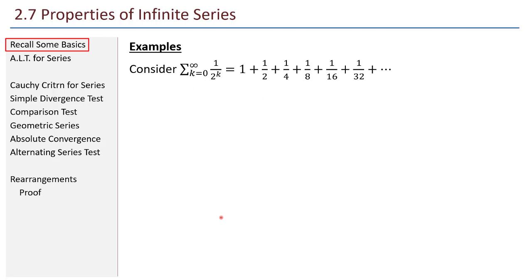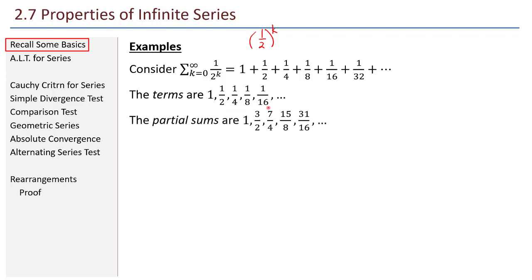Here's an example. Consider this sequence, and in this case my index starts at 0, 1 over 2 to the k, which is essentially just powers of 1/2 starting at k equals 0. The terms of this series are 1, 1/2, 1/4, 1/8, 1/16, but the partial sums, do you see how that behaves? These are increasing. 1, 3/2, so 1 plus a half is 3/2. 1 plus a half plus a fourth is 7/4. 1 plus a half plus a fourth plus 1/8 is 15/8, and so on.